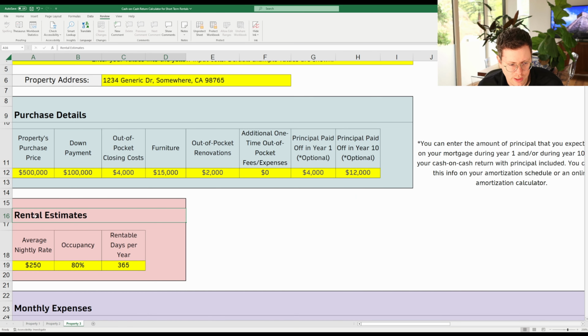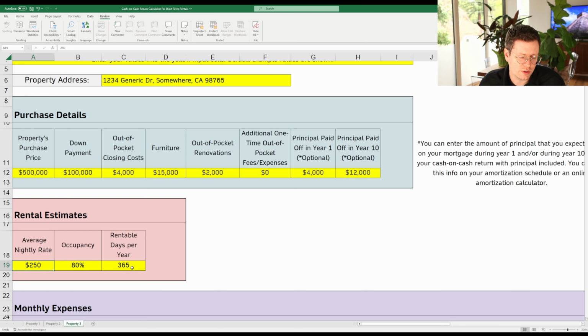Now this rental estimate section is going to be different for a short-term rental versus a long-term rental. When you're doing a short-term rental, what you care about really is the nightly rate and the occupancy. So you can get pretty accurate estimates of these numbers by using sites like AirDNA, or you can just manually go into Airbnb and look in the exact same area that you are, and you can see how often people are renting out their places and what their rates are.